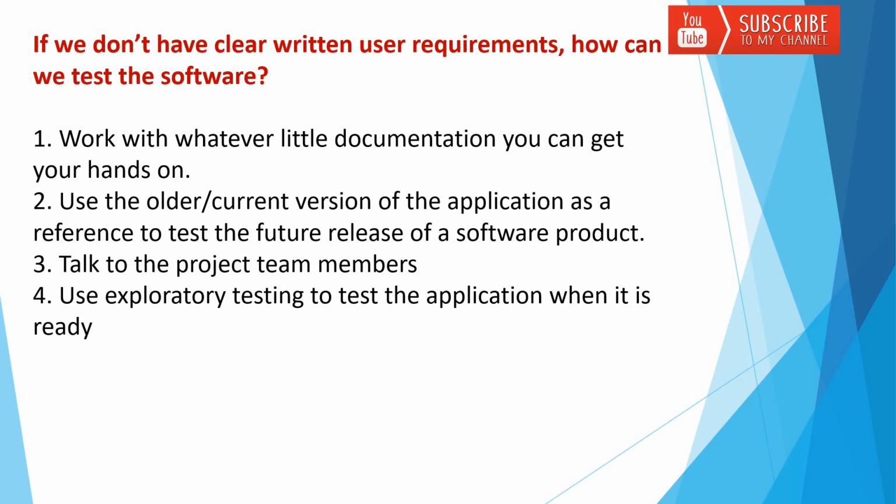If you don't have a clear written user requirement, how can we test the software? Work with whatever little documentation you have. This is a managerial round question. Whatever little documentation you can get on your hands, you can ask doubts to the product owner. You do exploratory testing. You can take the current software, which is the base for the future release of the product, and talk to your team and understand. You can sit with the developers and ask questions. You can explore the application. For example, if you have some requirement which is dependent on something, you can discuss with developers and the product owner, and they can help you out.